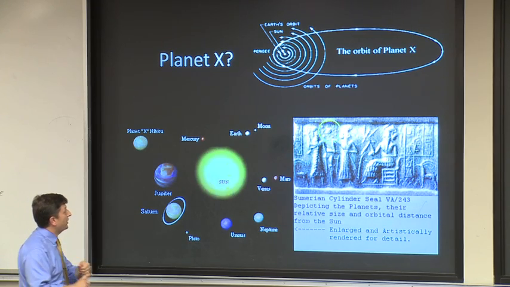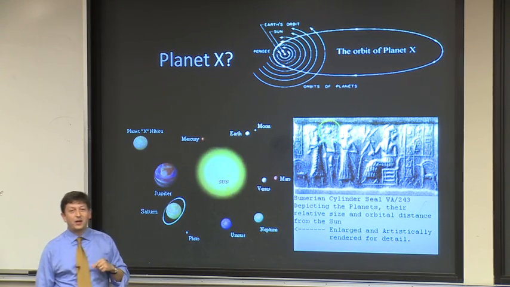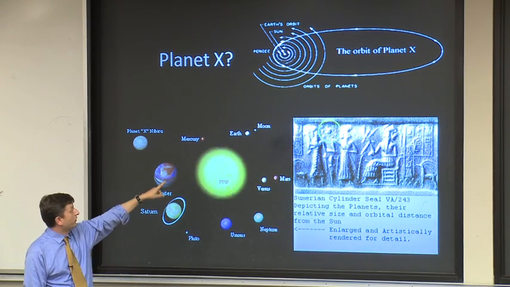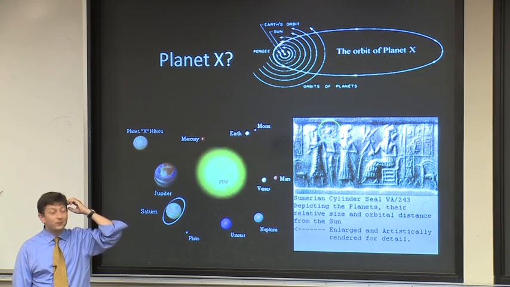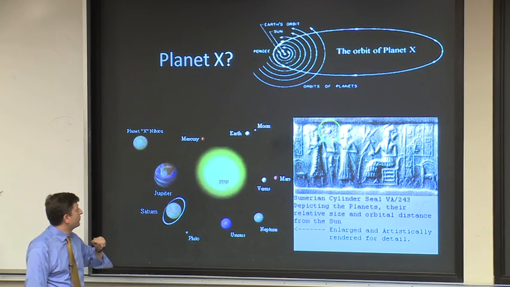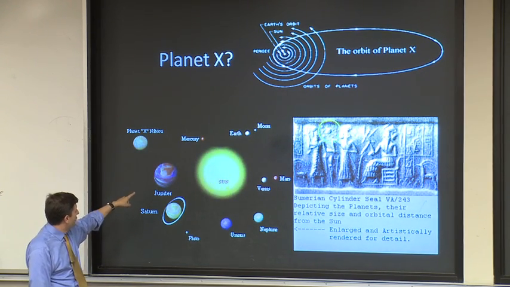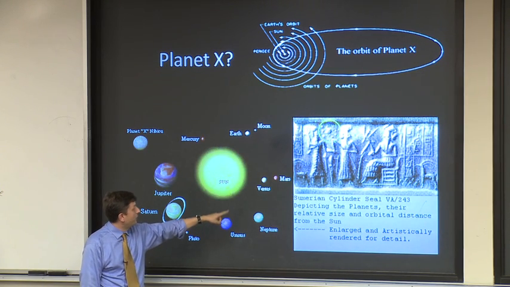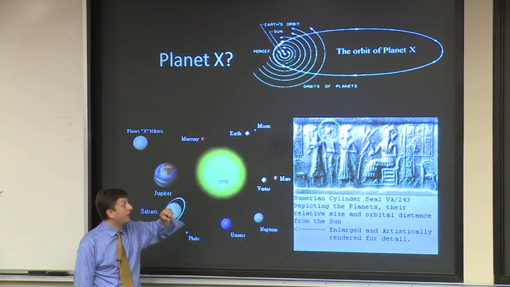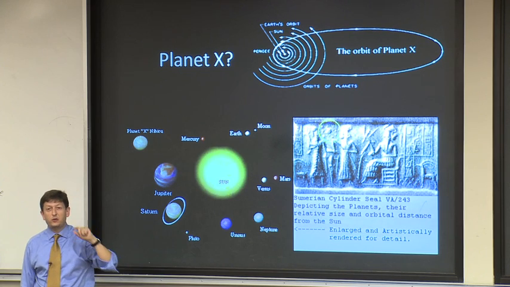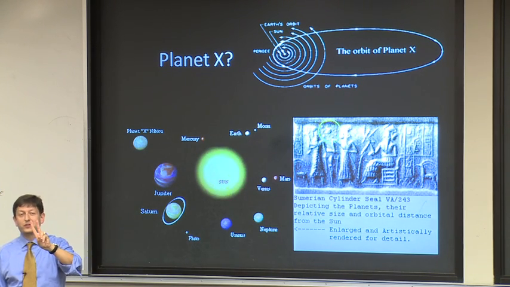But this particular astrologer points to that little hieroglyph there, which has a number of stars in the upper panel, or a number of planets, and this person says, well, that represents Jupiter, Saturn, Pluto, Uranus, Neptune, Venus, Mars, Earth, Moon, and Mercury, and then the planet X. And there's only two little problems with this.